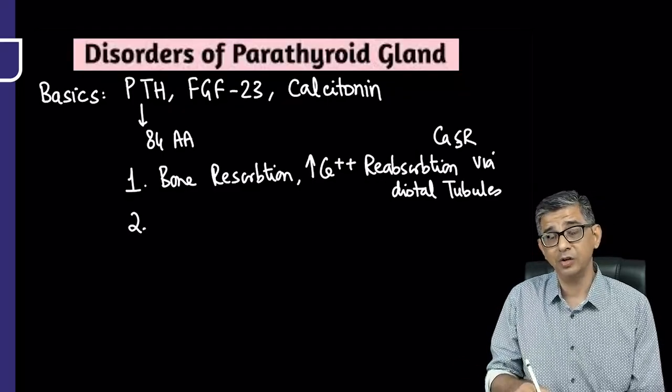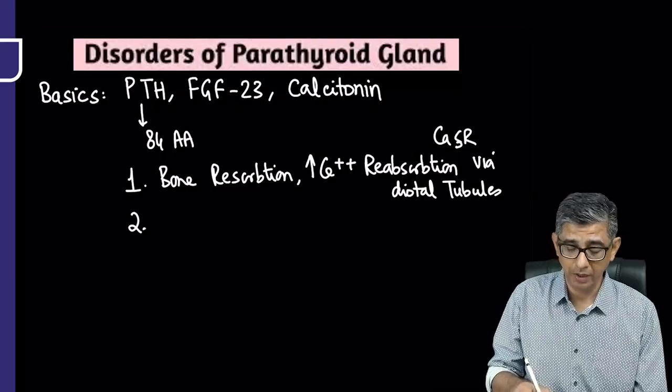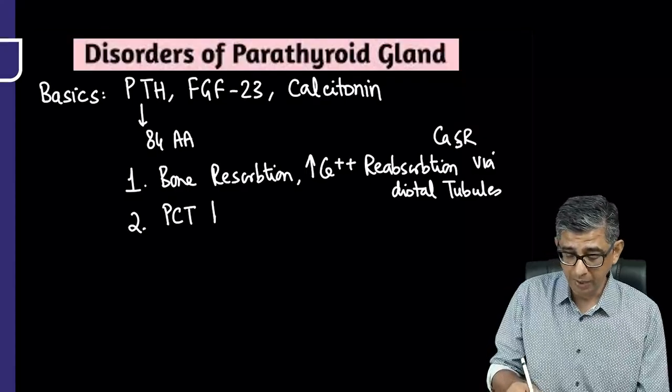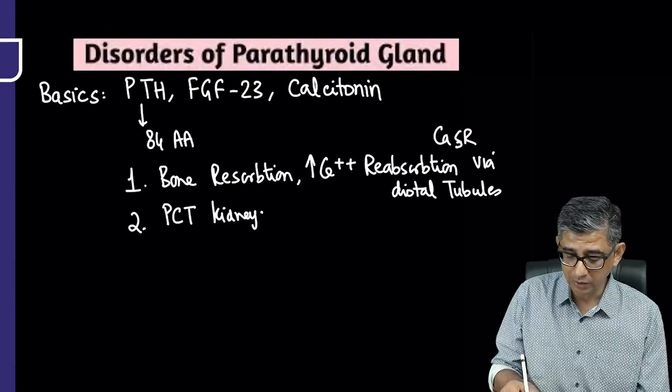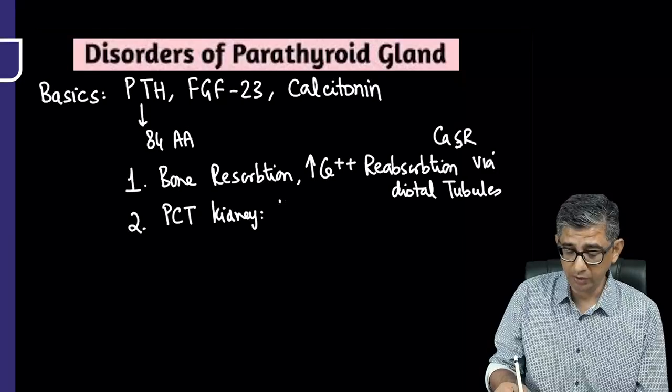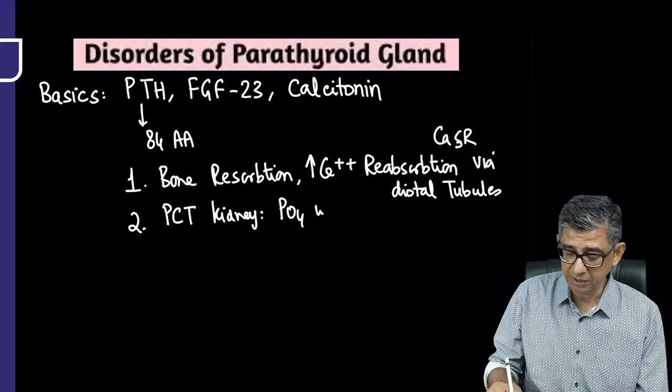The technical details I'll be jotting down as and when I summarize the causes of hypercalcemia. The second action of PTH is again on the kidney, and this time it would be acting on the proximal convoluted tubule. By acting on the proximal convoluted tubule, it is trying to regulate phosphate values as well. What this will promote is phosphate wasting.